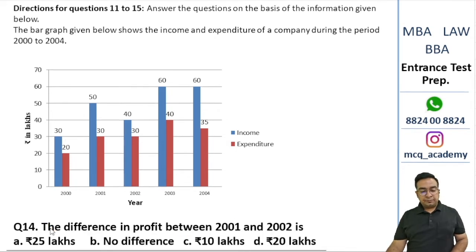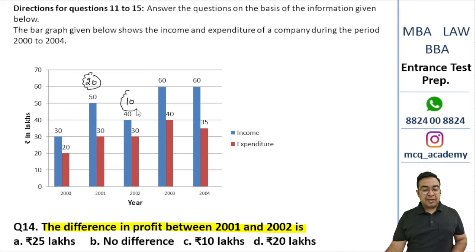Question number 14. The difference in profit between 2001 and 2002 is what? The profit of 2001 is equal to 50 minus 30, that is equal to 20. The profit of 2002 is equal to 40 minus 30, that is equal to 10. So the difference between the profits would be equal to 20 minus 10, that is equal to 10 lakh rupees. Option number C will be the answer to this question.